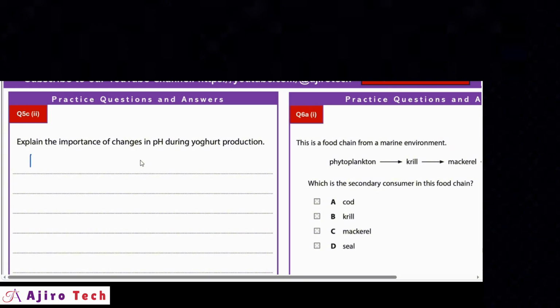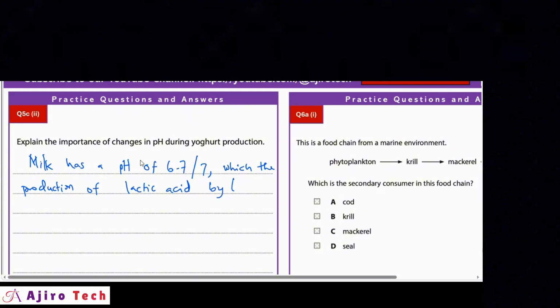So milk has a pH of 6.7 or 7, which the production of lactic acid by lactobacillus reduces to around, let's say, 6.0 or 5.8, or even more than that, so that the pH will become more acidic.